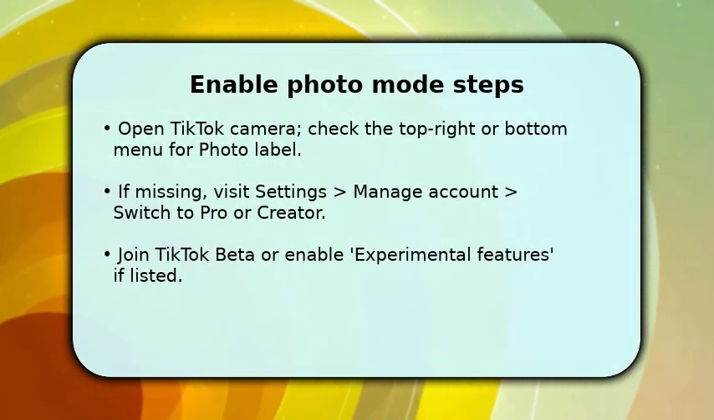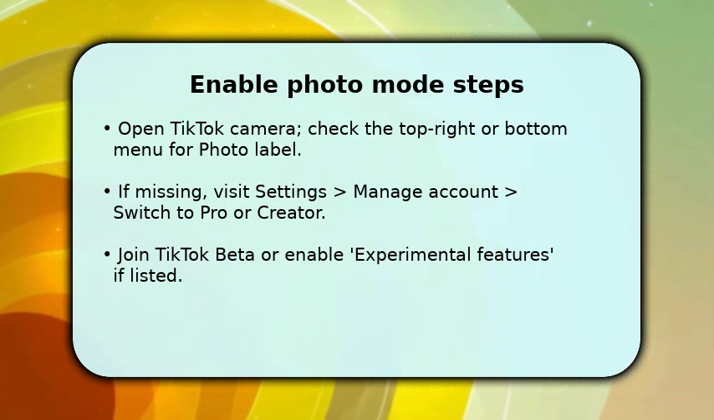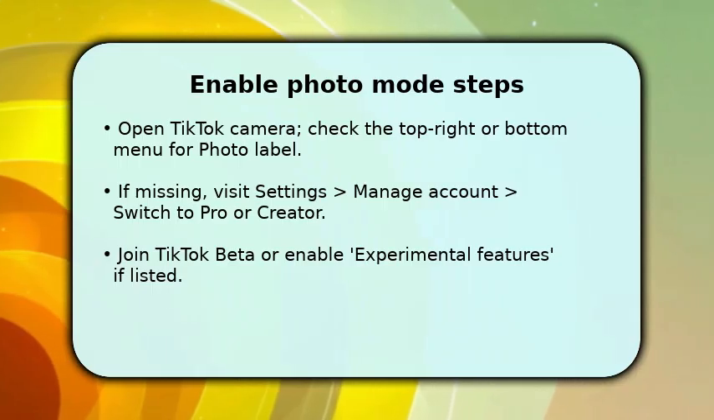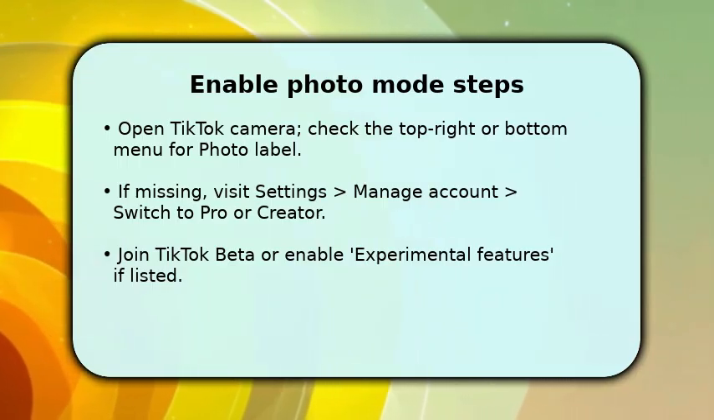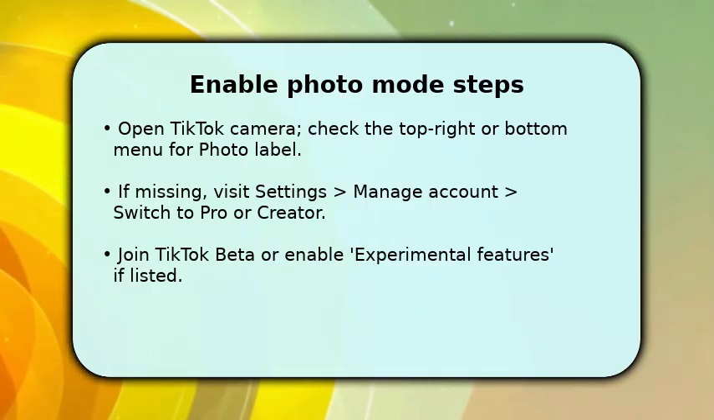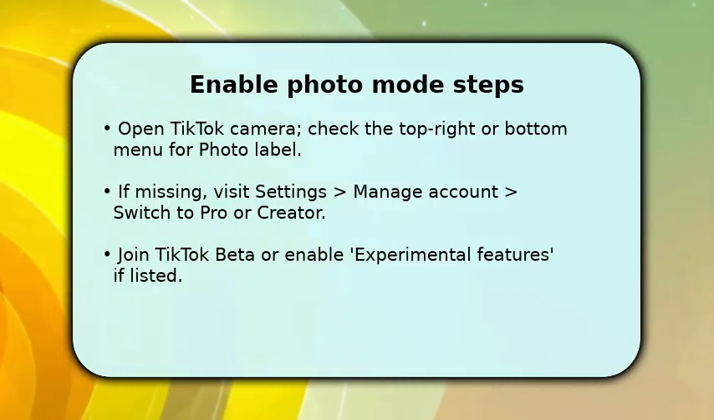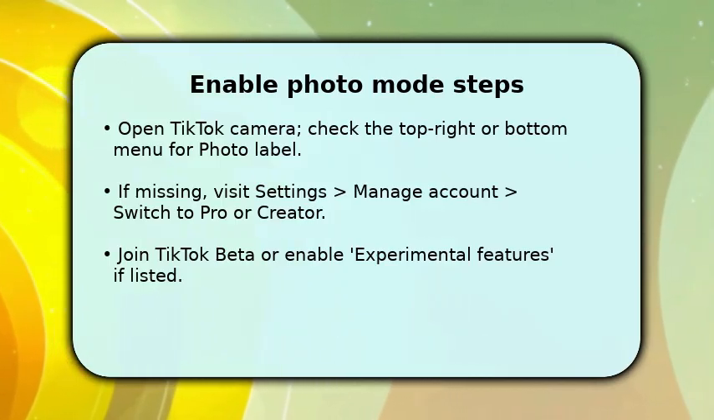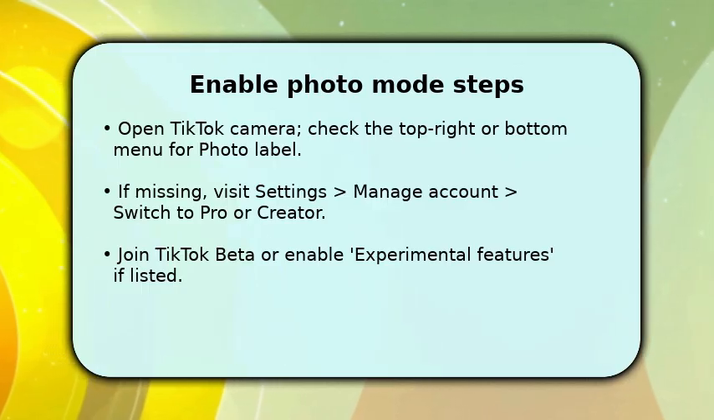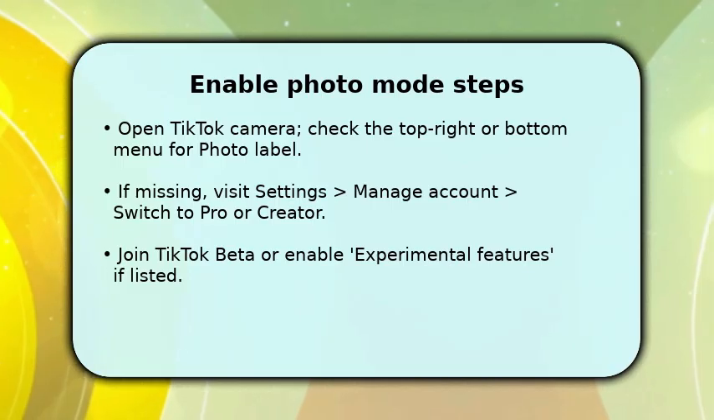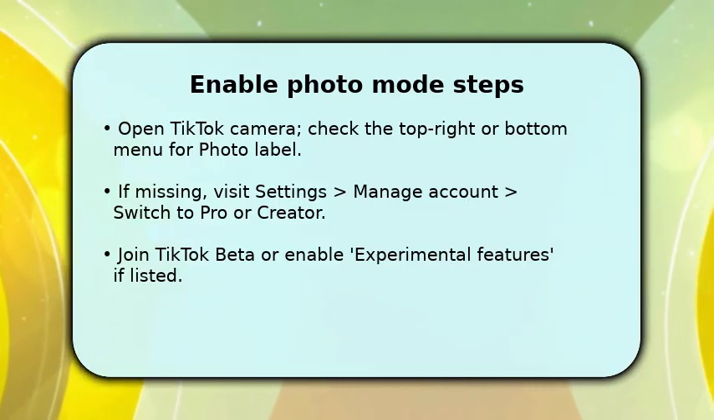Next, you actively look for the option inside the camera. Open the camera and scan menus. Photo mode can appear as a top right toggle or a bottom tab. If visible, tap it to enter. If you don't see it, switch your account to Creator or Pro to expose extra tools, and enroll in the app beta or any experimental features listed in settings, because only those channels receive photo mode early. Make sure to restart the app after each change to force the UI to update.